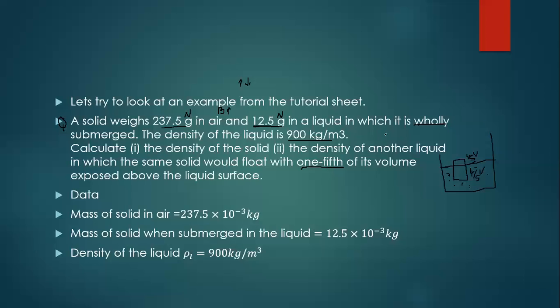But on the first part, you see, it is wholly. When it is wholly submerged, meaning we get the whole volume, the volume of the displaced fluid becomes equal to the volume of the solid. So the whole volume, we will use it. Now they're telling us to calculate the density of the solid. How can we use this information to calculate the density of the solid? Let's see how we're going to do that, given this data.